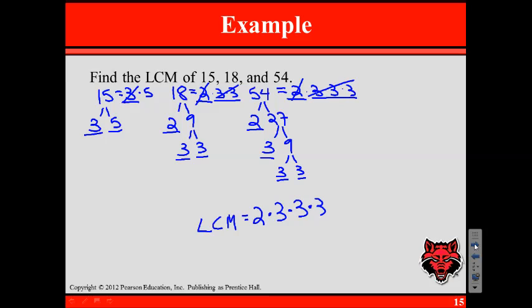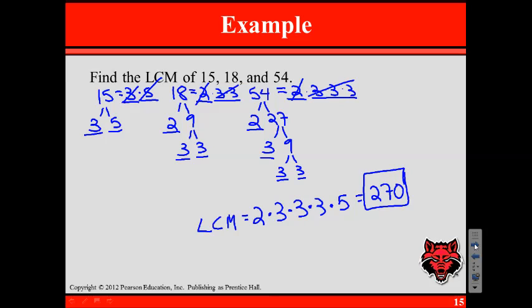When I look at each prime factorization, the first prime factorization has 1 5, 18 has no 5's, 54 has no 5's. So the most 5 shows up in any of the prime factorizations is once. So in the LCM product, it will show up once, and I'm finished with 5. And we see we're finished with all the 2's, all the 3's, all of the 5's, and we multiply these numbers together. So we multiply 2 times 3 times 3 times 3 times 5, and we find that the least common multiple of these 3 numbers is 270.